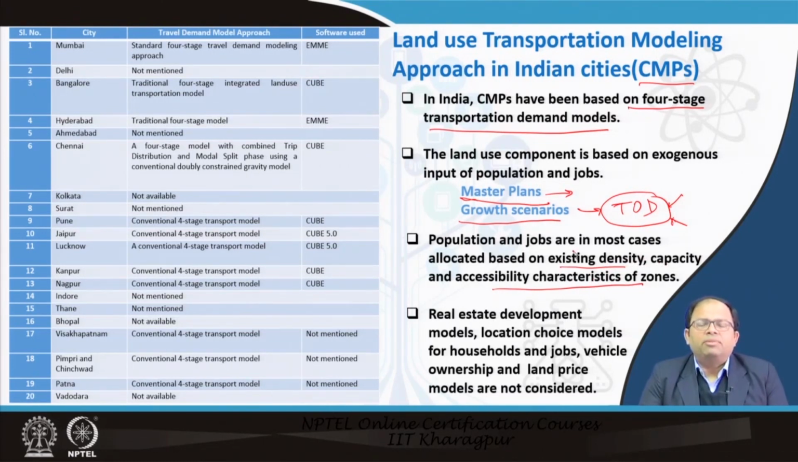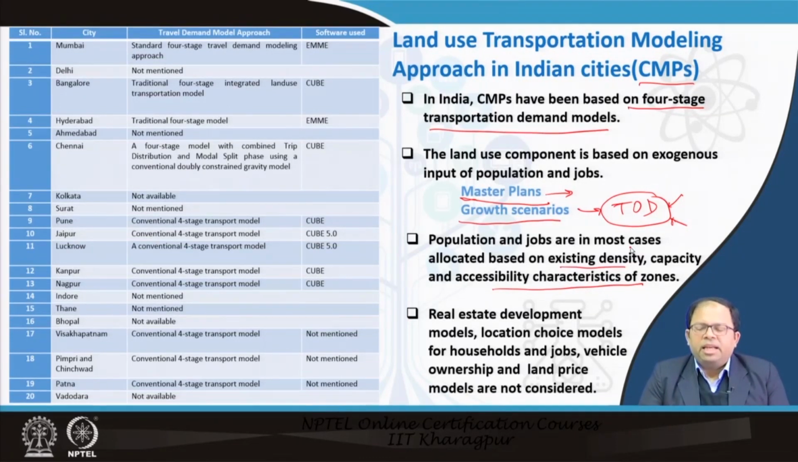But as you understand from the modeling process that we have learned, these are very, very basic models. These procedures were taken up much earlier, and they have no relationship with how areas are going to grow in the future in terms of population or jobs. This is valid only if we consider that the existing trend will continue.